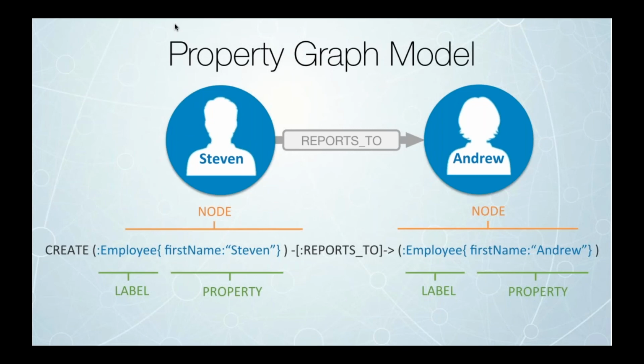So the property graph model we saw earlier with the loves relationship. In this case, we have a more business-appropriate relationship where Stephen reports to Andrew. But again, you can see we're creating two employee nodes, and we are setting the property on those employee nodes, first name, to Stephen and Andrew.